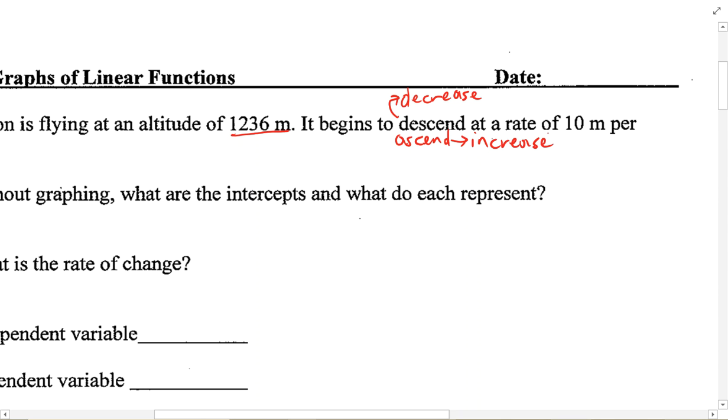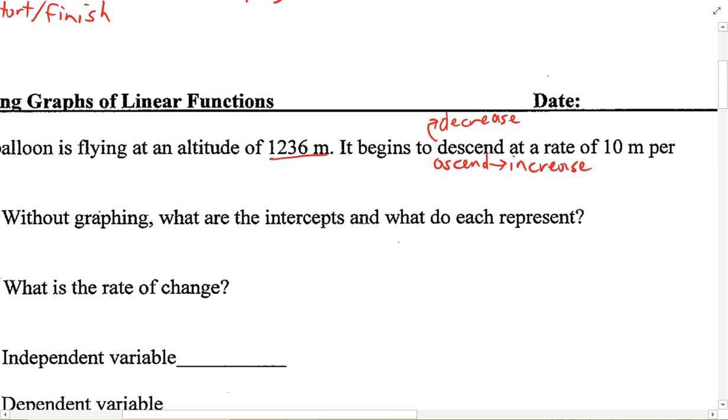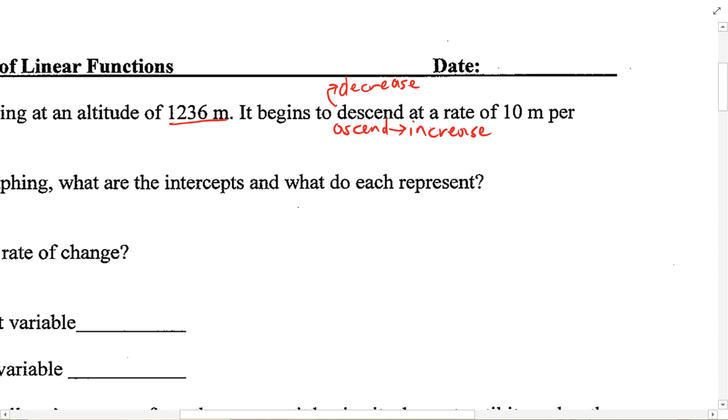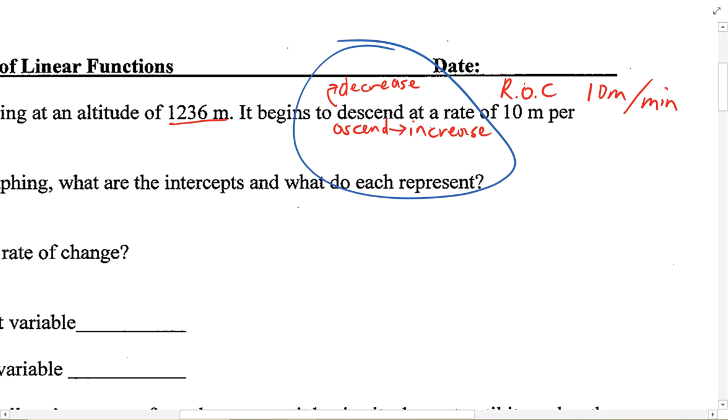It descends at a rate of 10 meters per minute. Now that's the rate of change. It's 10 meters per minute. But how can we represent the number and the word descend? What kind of number would represent the word descend? Negative. Okay, so our rate of change actually equals negative 10 meters per minute.